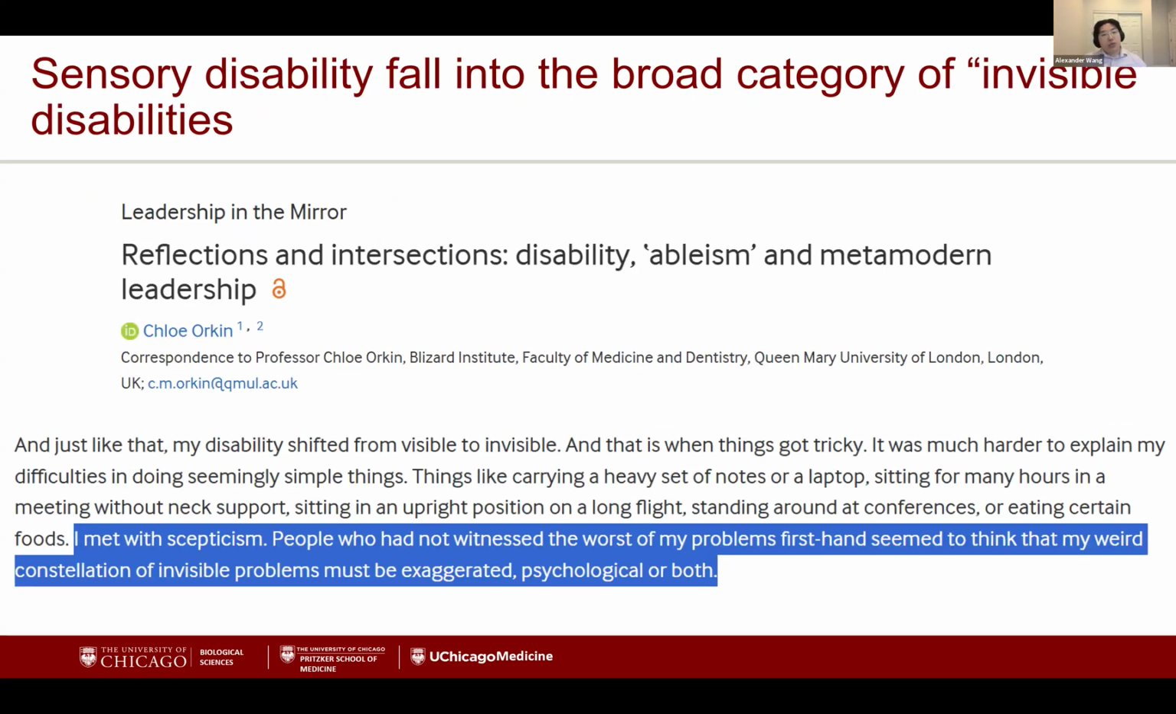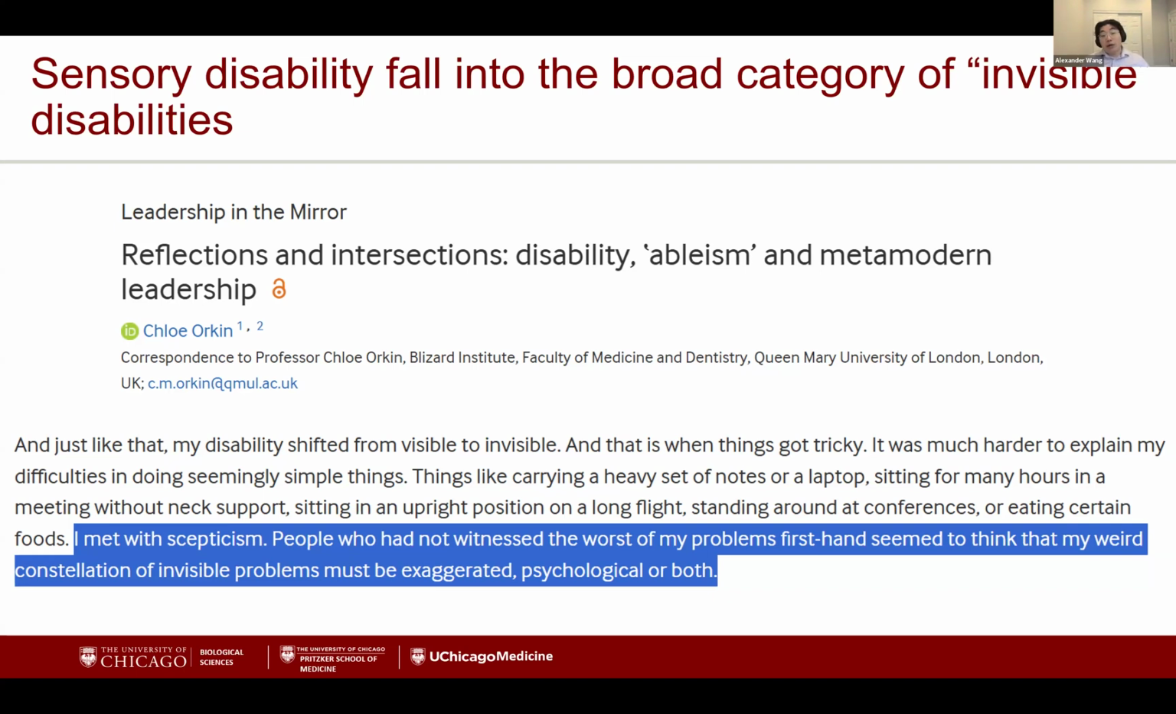Broadly, sensory disabilities fall into this nebulous, broad category of what is called a quote invisible disability. Chloe Orkin is a disabled physician out of the UK, and she wrote a really excellent reflection piece on her own disability. I just want to share a portion of that with you.